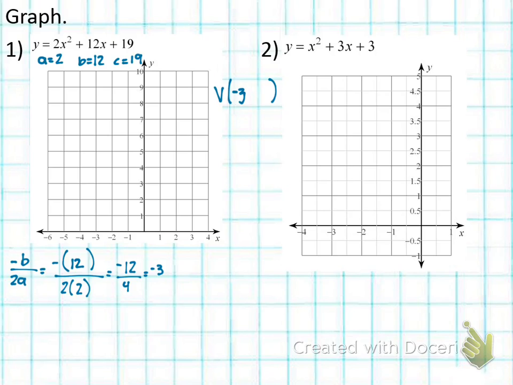So that's the input. How do we get the output? You take negative 3 and plug it back into the original equation. This is where things get a little scary, but trust me, if you get really big numbers, then you're going in the wrong direction, okay? So we have to go very carefully. We plug in negative 3 whenever we see x's. So negative 3 squared is 9. 9 times 2 is 18.